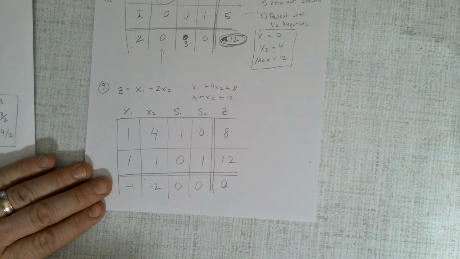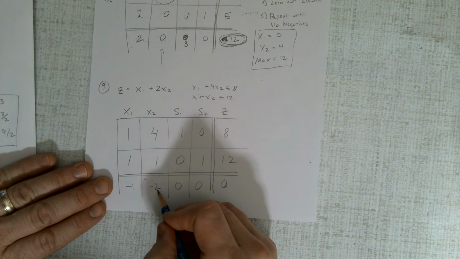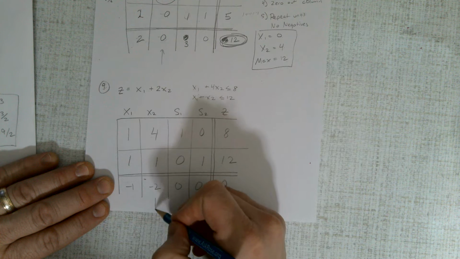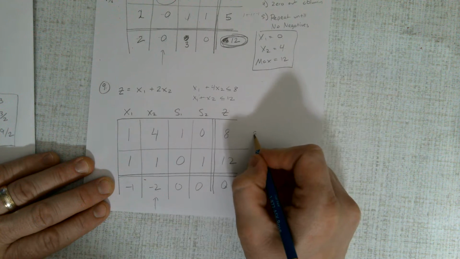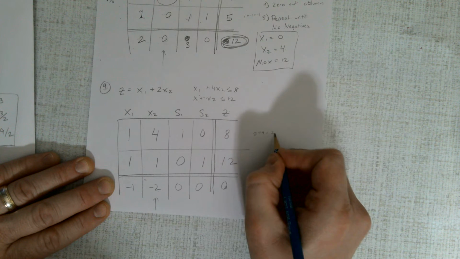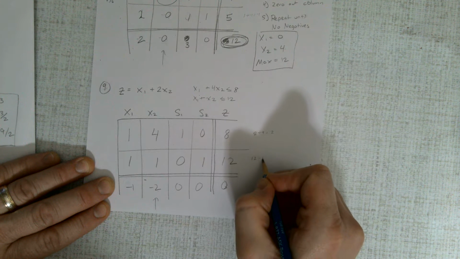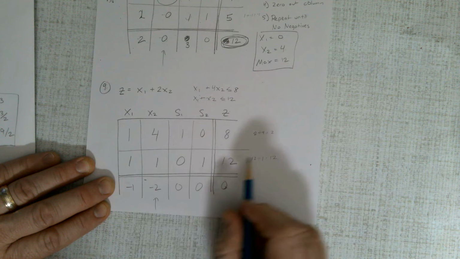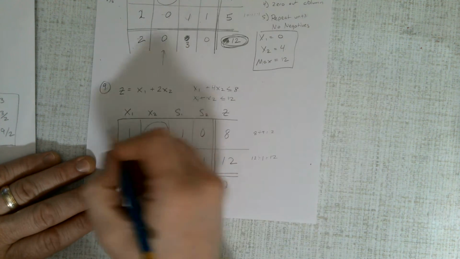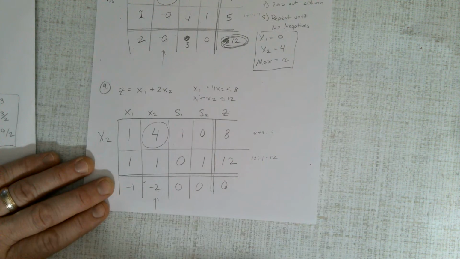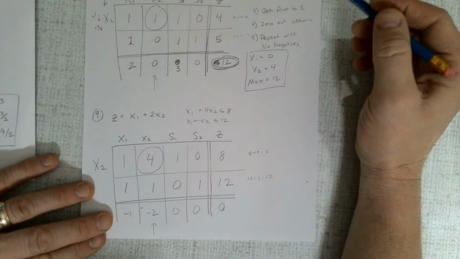Alright, most negative, number 9, right here. So I pivot with this column. Now the ratio: 8 divided by 4 is 2. 12 divided by 1 is 12, meaning this is the lowest, meaning I'm pivoting here, meaning I've found x2. So we're going to solve for x2.